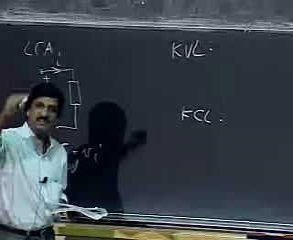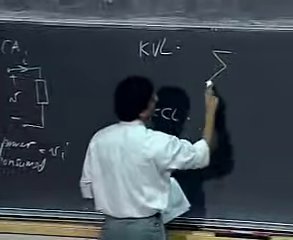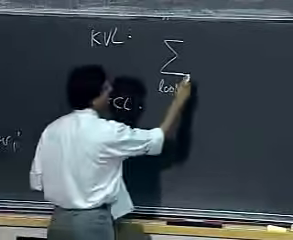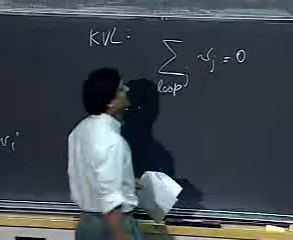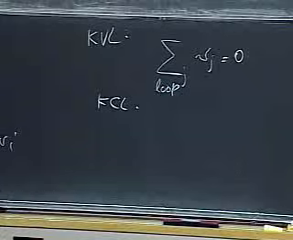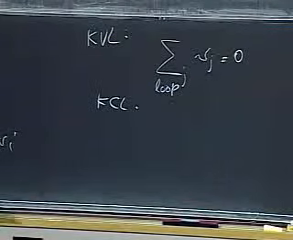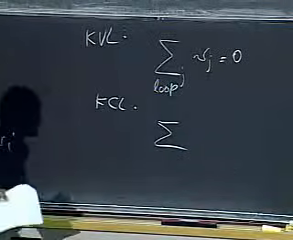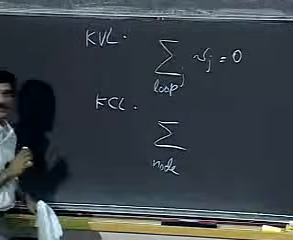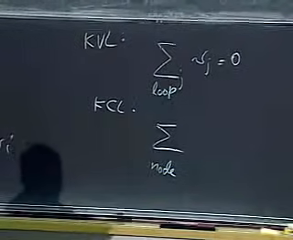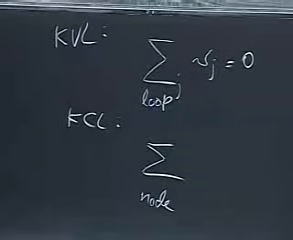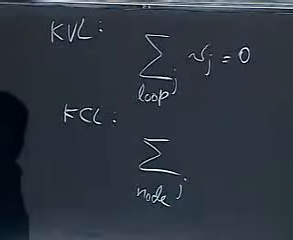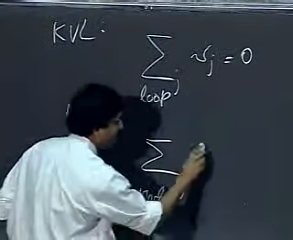and if I measure the voltages in any loop in a circuit, then the voltages in a loop would sum to 0. Similarly, for the current, if I take a node of a circuit, where a node is a point in the circuit where multiple edges connect, then the net current coming into that node is going to be 0.